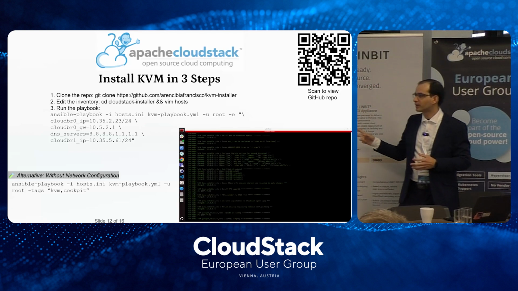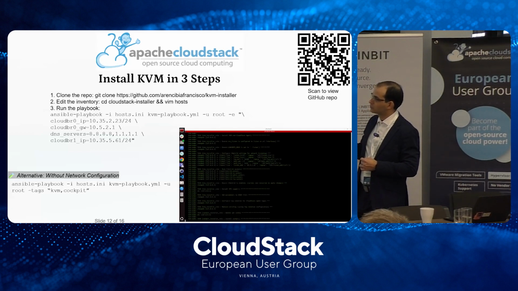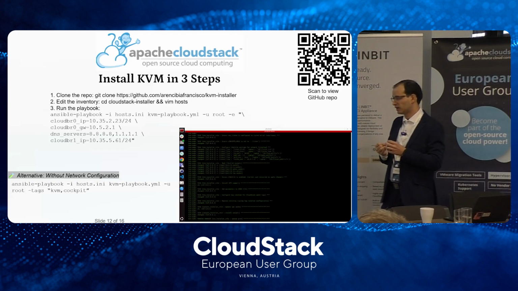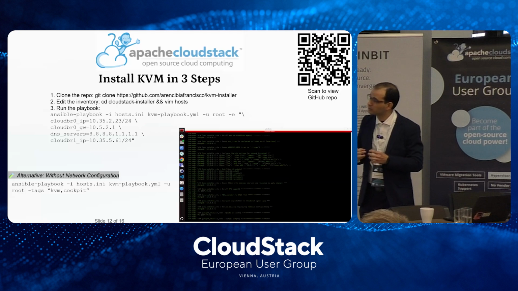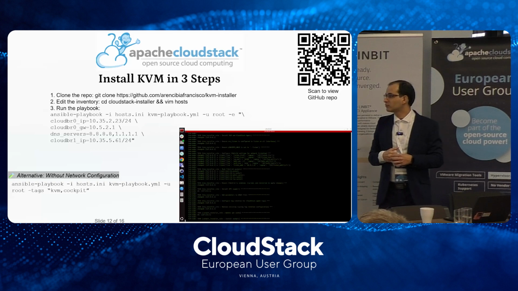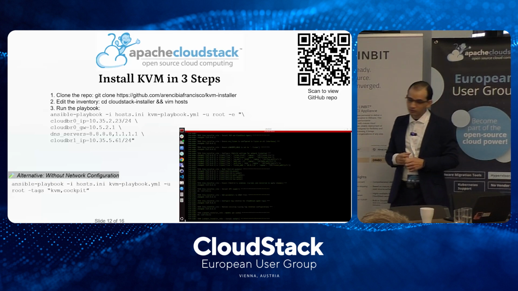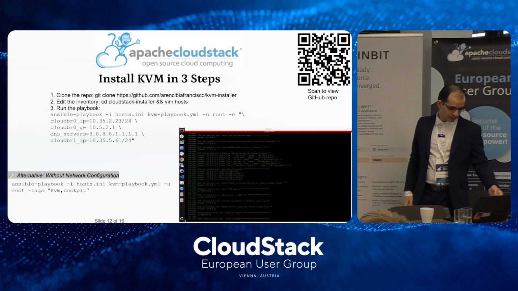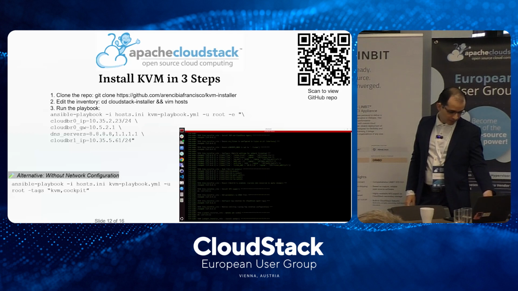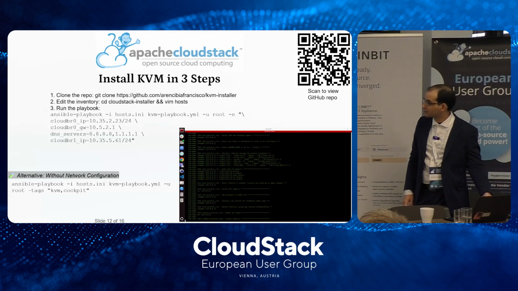I'm not going to explain this now because the time is not enough, but you will need in each hypervisor at least 2 NICs, and you will need a bridge, cloudbr0, for, in our case, management and guest, and cloudbr1, we use it for storage. Okay, if you already have your network configured, you can just jump to the second alternative, which is the same Ansible playbook, the host, and the kvm-playbook.yaml, and --tags.